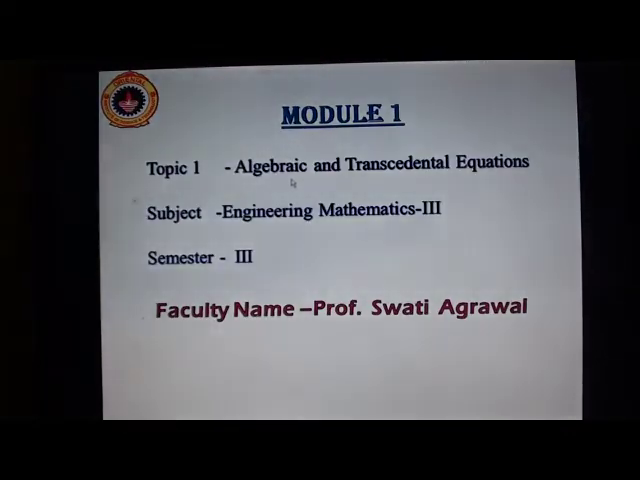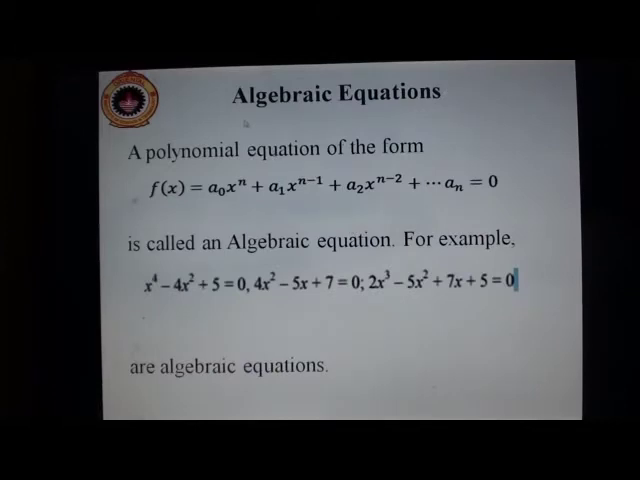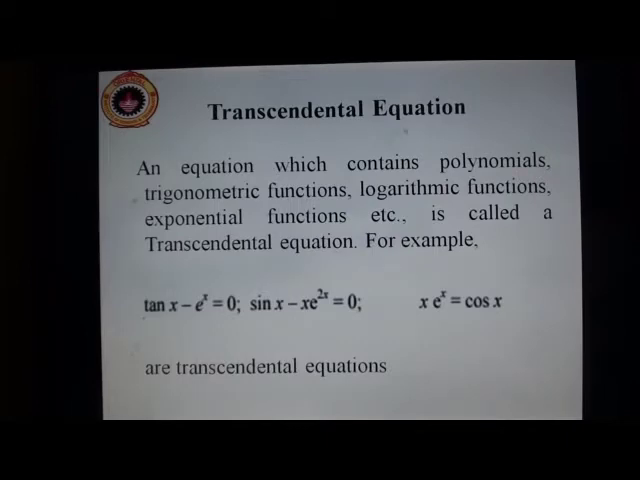Today I will explain algebraic and tangential equations, which is the topic of M3. So what is an algebraic equation? A polynomial equation of the form f(x) = a0 x^n + a1 x^(n-1) + ... + an = 0 is called an algebraic equation. For example, x^4 - 4x^2 + 5 = 0 and so on are algebraic equations. And what is a tangential equation?